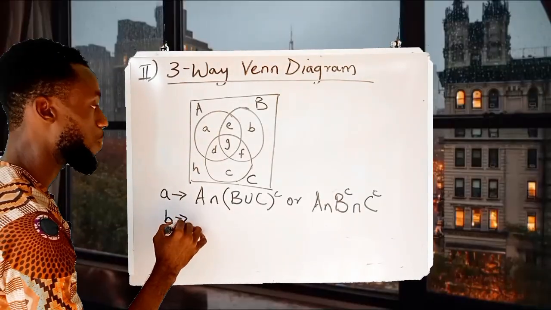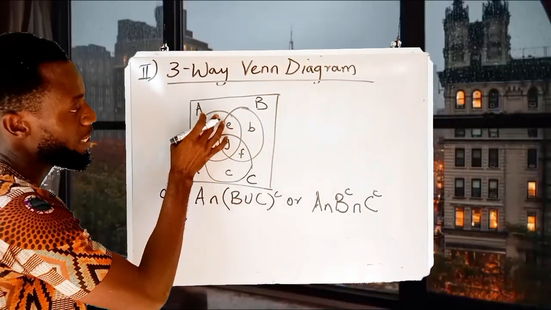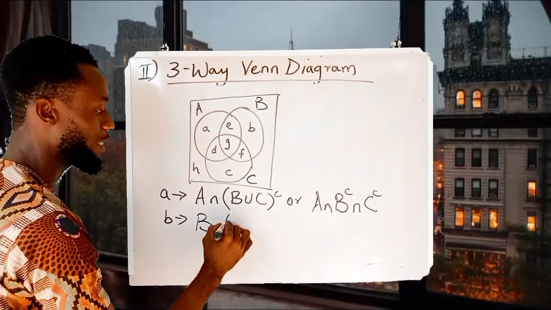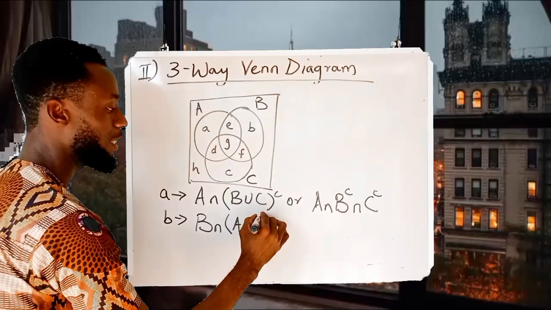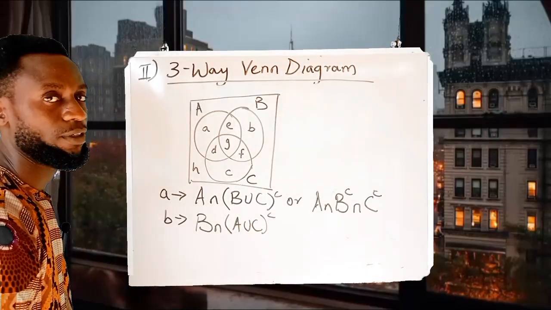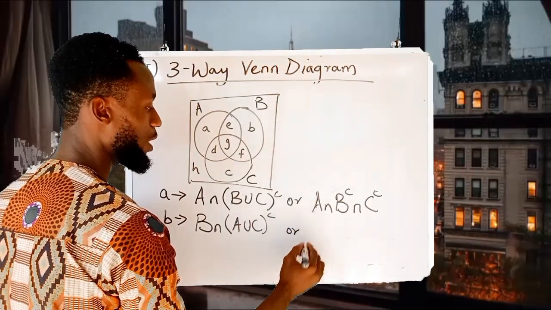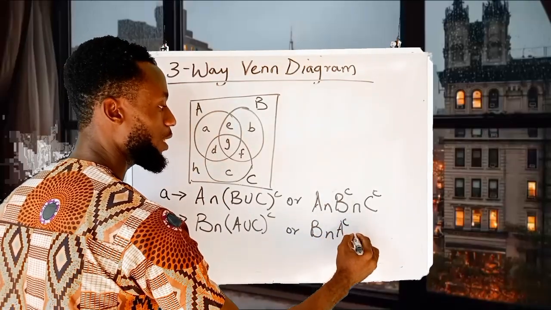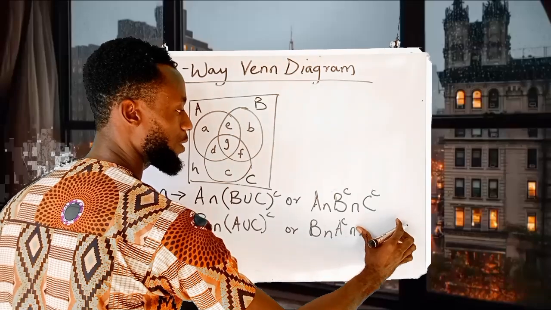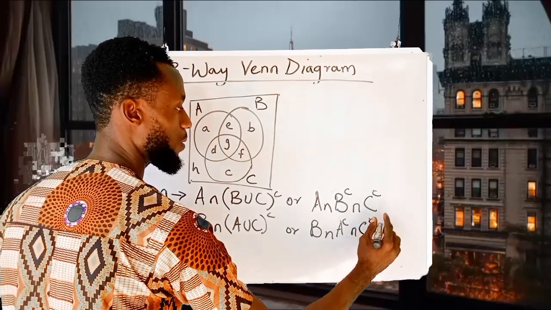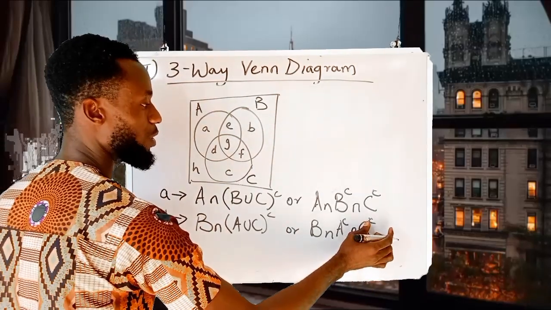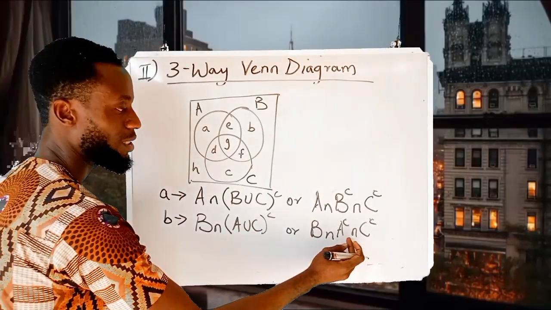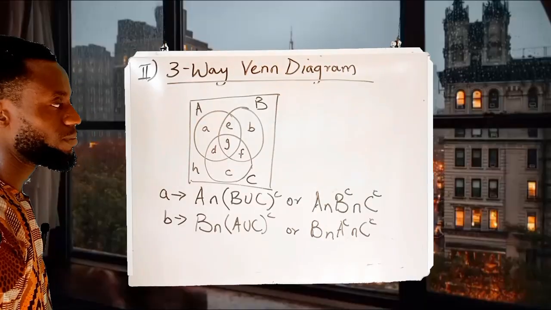Second, B only. You can guess. So A and C are excluded. So that could mean B intersecting both A and C complement. If you don't want to put it that way, you can say it is B intersecting the complement of A and intersecting the complement of C. But if I wanted to say 2 of them combined, I use union. But if I'm intersecting them separately, I use intersect.